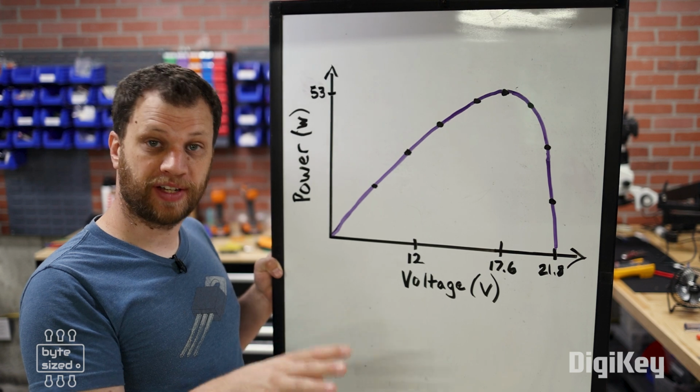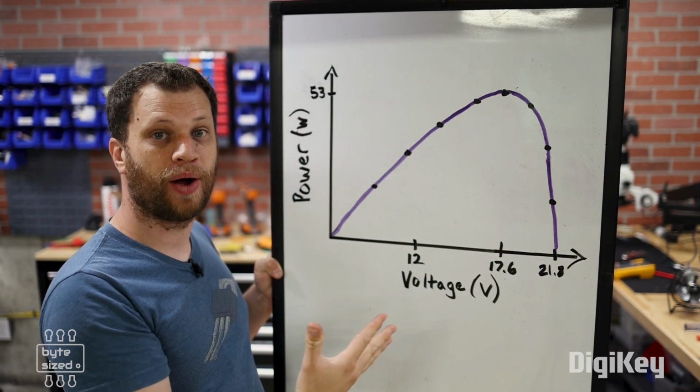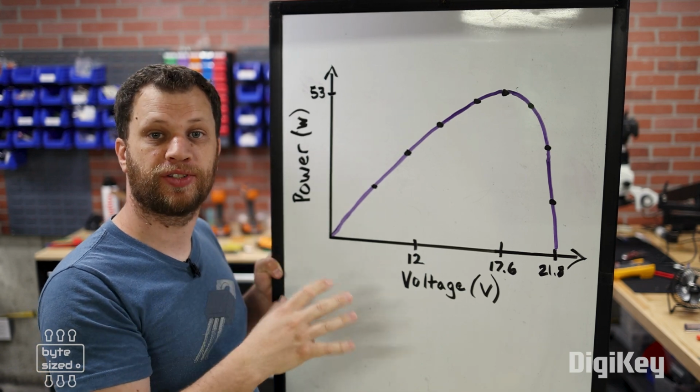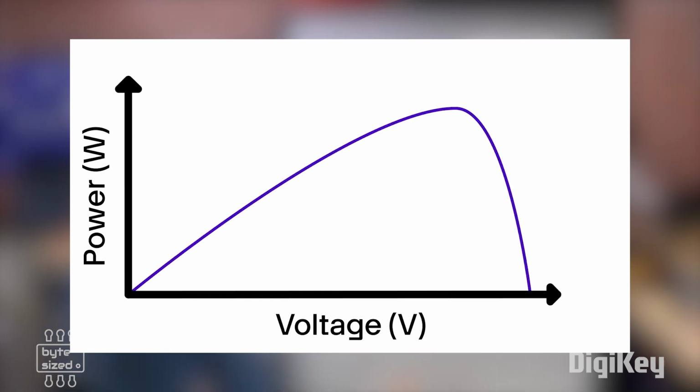I watched back the video and I plotted some of those points that I saw, and here's what that power output looks like as we adjusted the load. On our horizontal axis, we have voltage measured in volts, and our vertical axis is power measured in watts. When there wasn't any load attached, our open circuit voltage was 21.8 volts. As I started to increase that load, the voltage started to drop slightly, but we started to produce power.